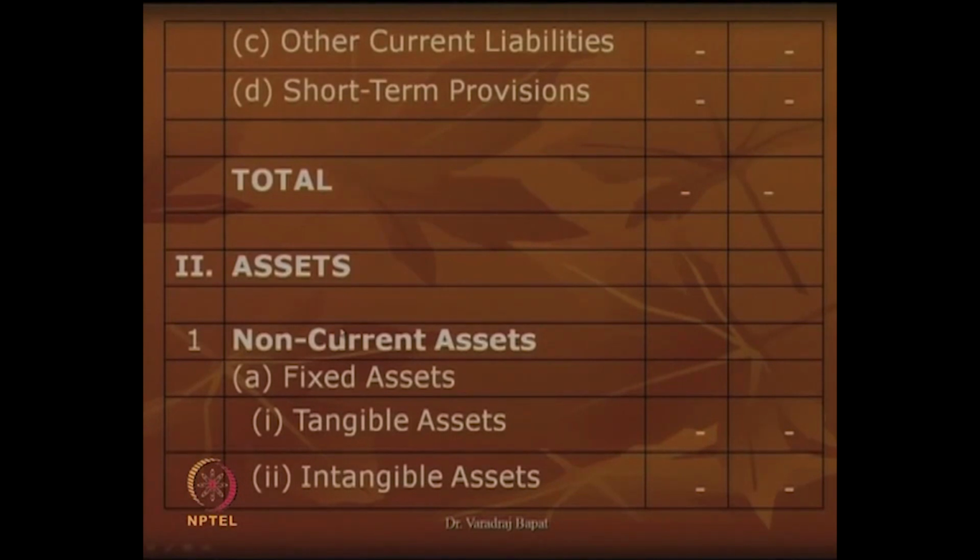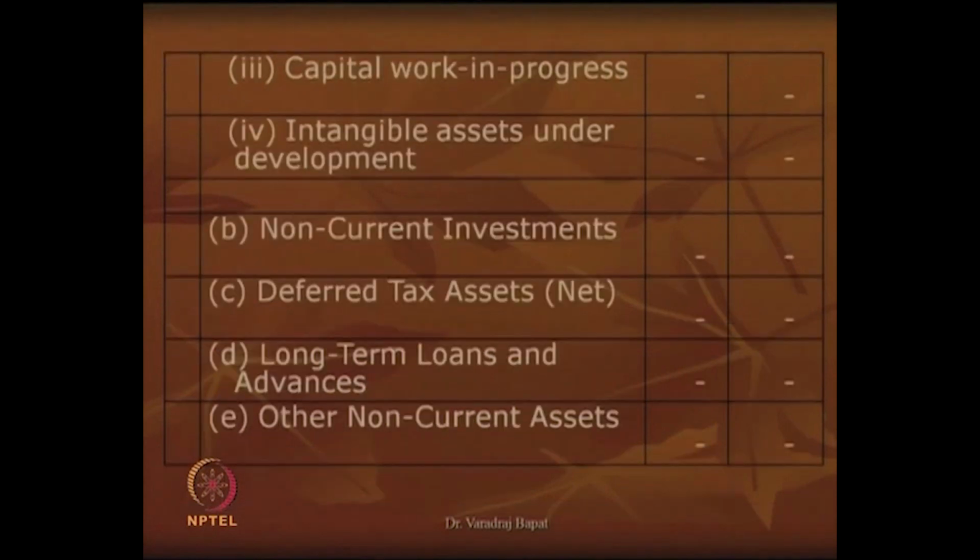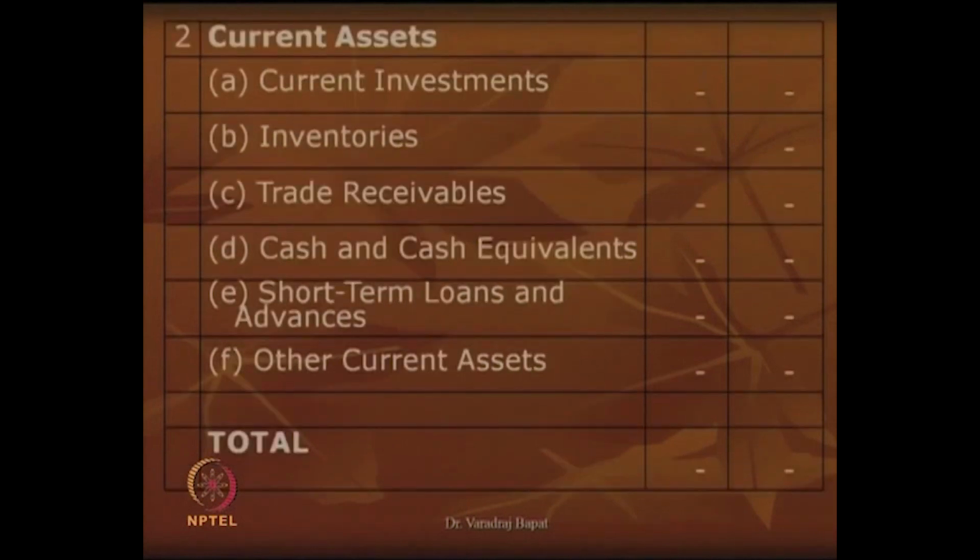You have non-current assets, in that fixed assets, non-current investment, deferred tax assets, long-term loans and advances, and other non-current assets. Same way in current assets, you have 6 categories. So, have you understood now all items in the balance sheet? We were discussing this format as given by company law, Schedule 6 of company law. Now, let us look at each of these elements slightly in detail.